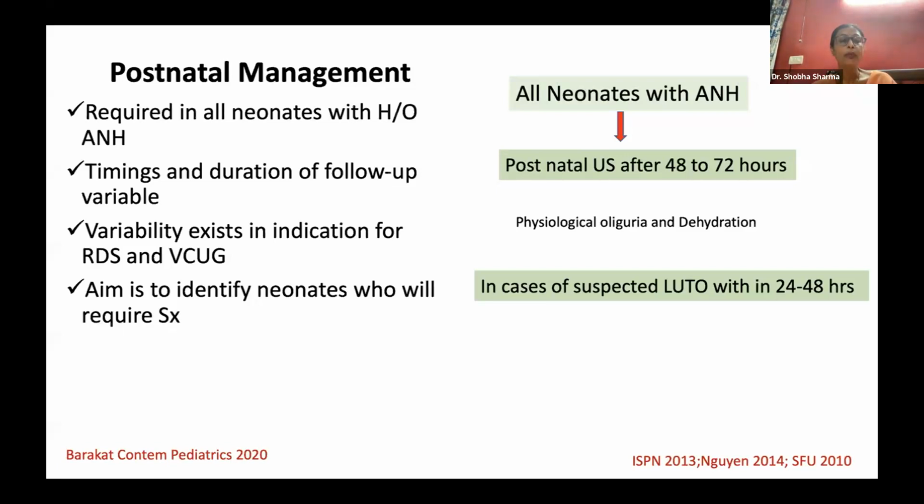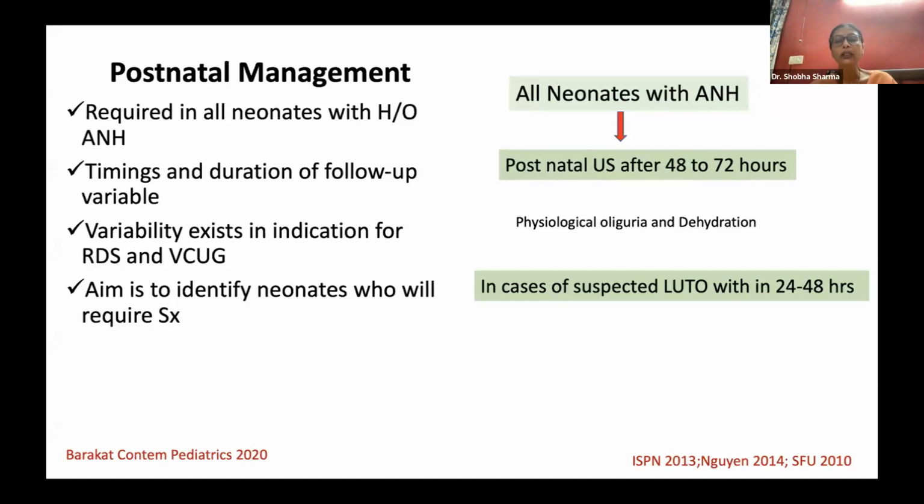But the problem is that in the postnatal management and evaluation, a lot of variability exists in the follow-up and in the indications and in the monitoring duration and frequency. So I'll be discussing them one by one, but I have tried to collate all the existing important guidelines, and will present them in the form of an algorithm.